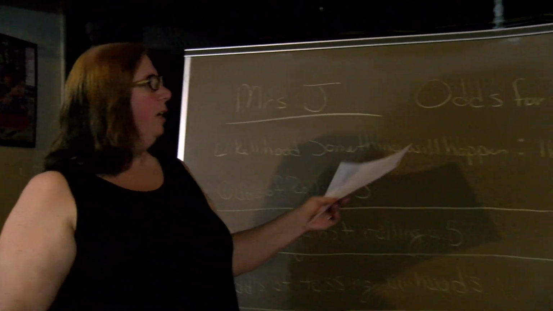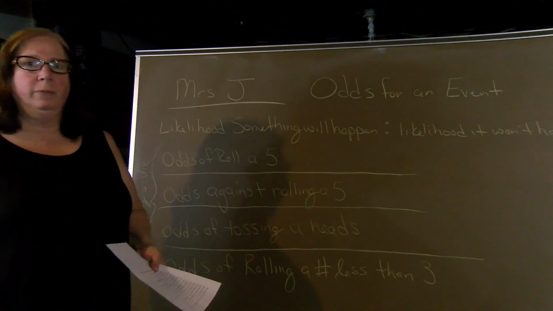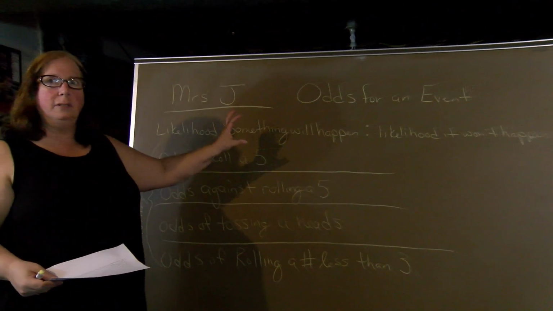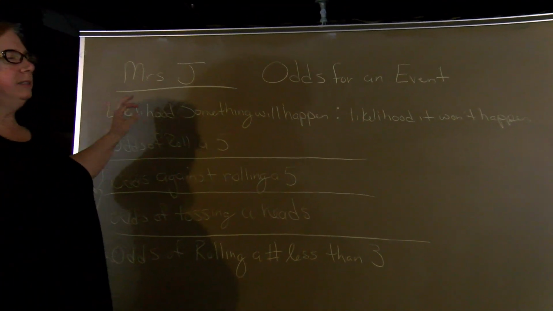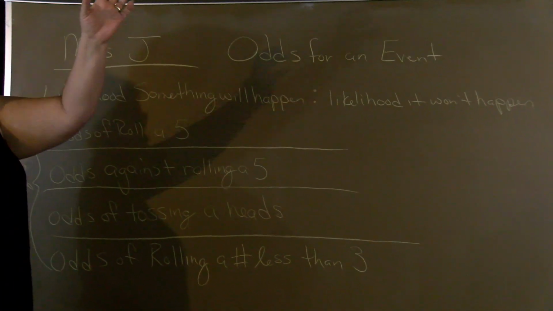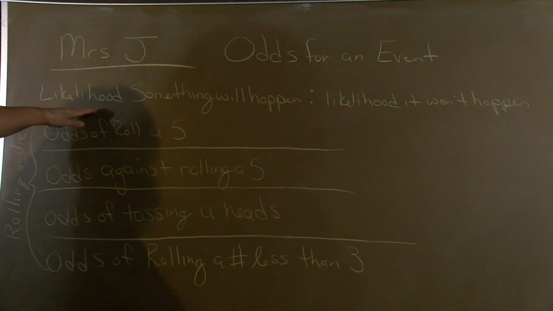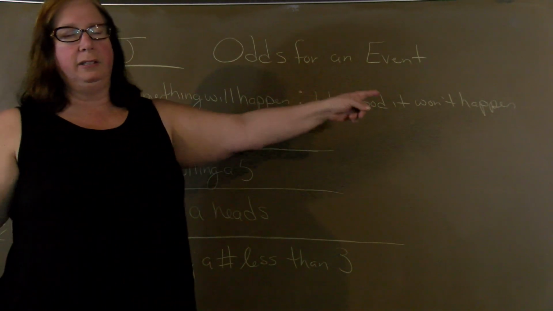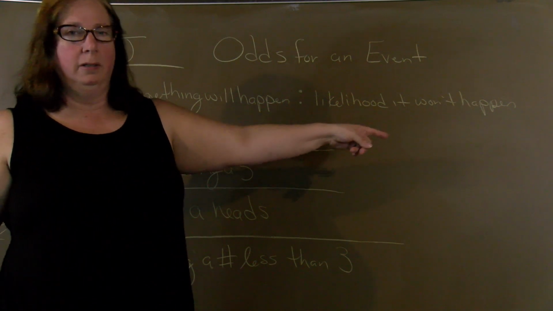This section we're going to talk about the odds for an event. We talked about probability before. The odds uses the probability, but instead of the part divided by the total, it's the likelihood it will happen, and then a colon and the likelihood it won't happen.